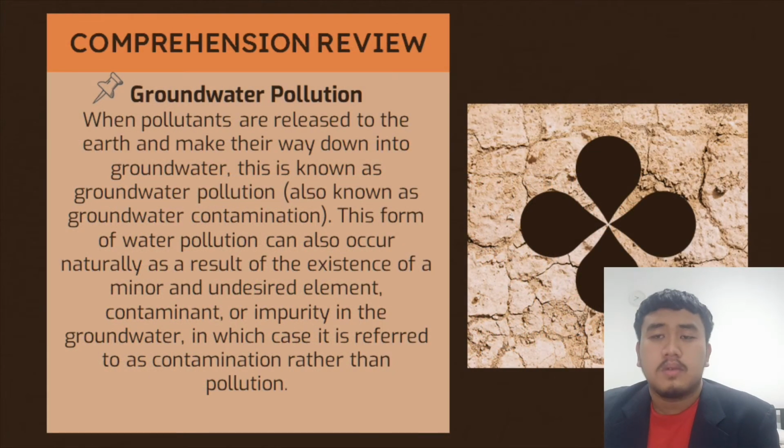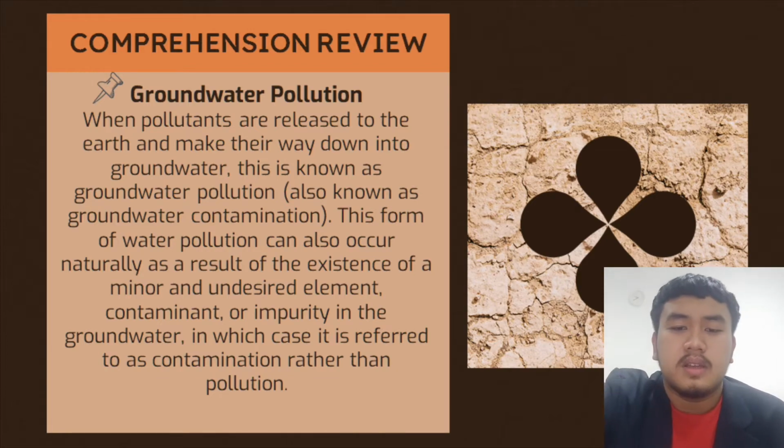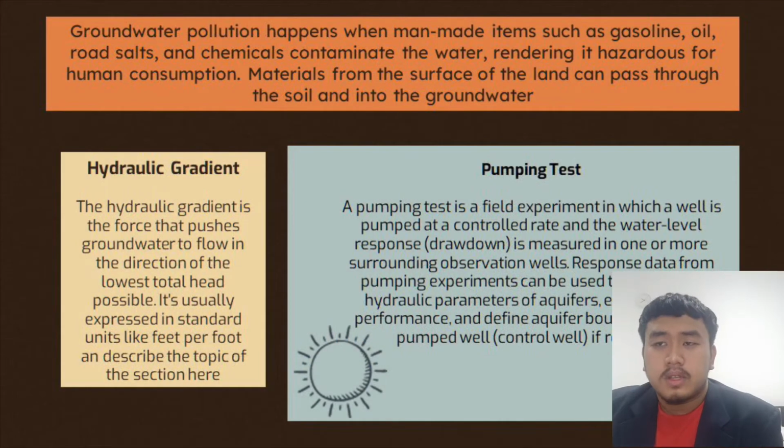My name is Muhammad Ali Arif, and I'll be presenting about the comprehension review. Groundwater pollution is when pollutants are released to the earth and make their way down into groundwater. This is known as groundwater pollution, also known as groundwater contamination. Groundwater pollution causes: groundwater pollution happens when man-made items such as gasoline, oil, road salts and chemicals contaminate the water, rendering it hazardous for human consumption.